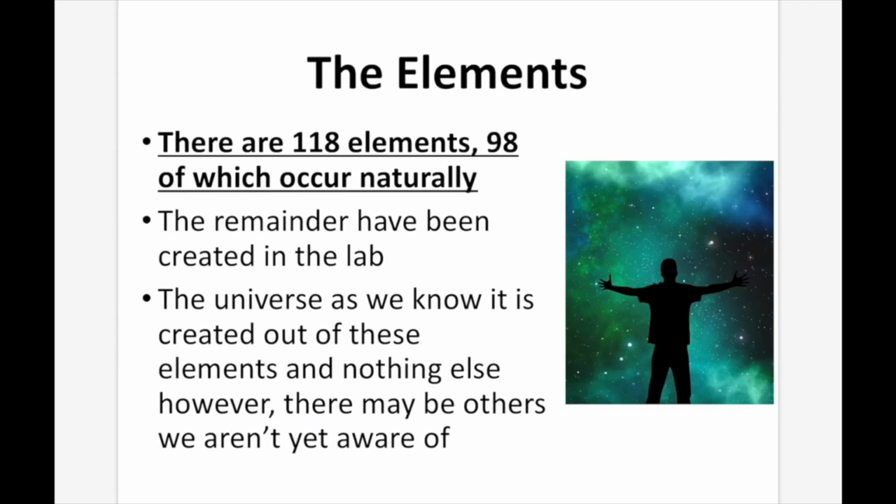The elements. There are 118 elements, 98 of which occur naturally. The remainder have been created in the lab, and usually only last for very brief periods of time. The universe as we know it is created out of these elements and nothing else. However, there may be elements that we haven't yet discovered.